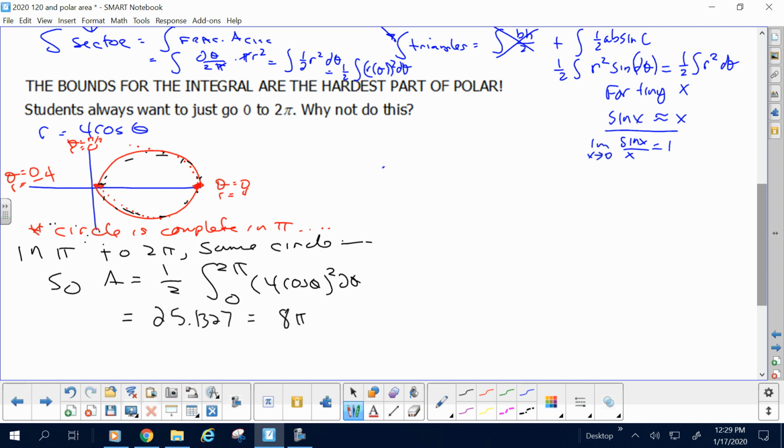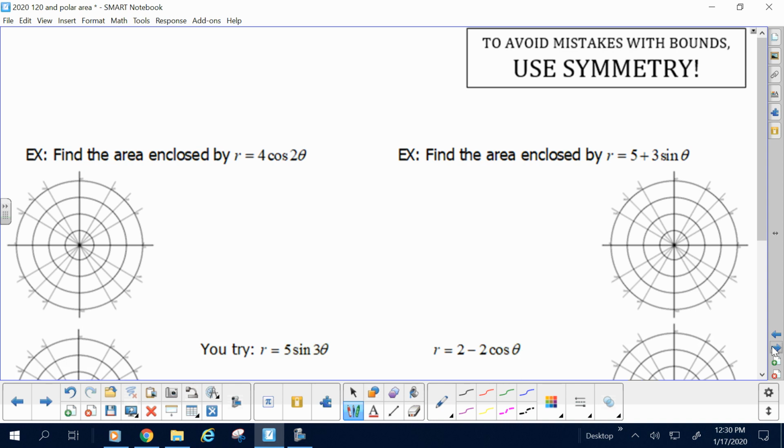My point then is you never just go 0 to 2 pi, because different figures get made in different amounts of theta. Some figures get made in pi, some in 2 pi, some in less than that. Every figure takes different amounts of theta to complete, and you might be getting the figure many times over. So the key to doing this well is to find the minimum amount of area and then use symmetry. Here are 2 examples, and then you'll try 2 examples. This is how you would do polar area well.